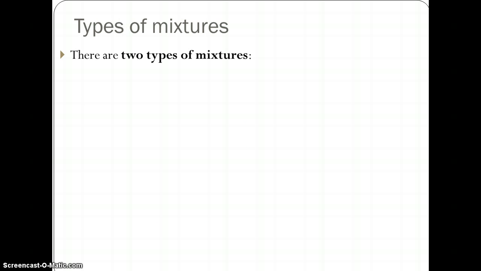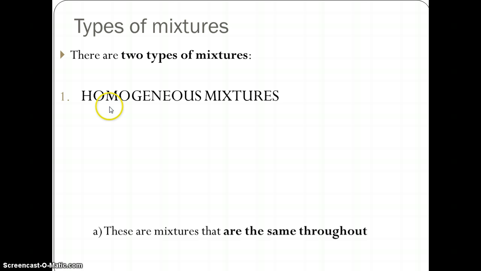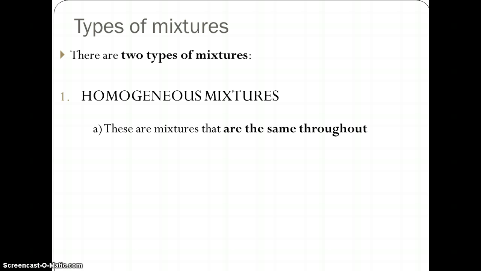There's different types of mixtures. So there's two different types of mixtures, and people can get confused with these as well. So homogeneous mixtures. Homo means the same. So these mixtures are ones that are the same throughout. They look the same throughout the entire mixture.